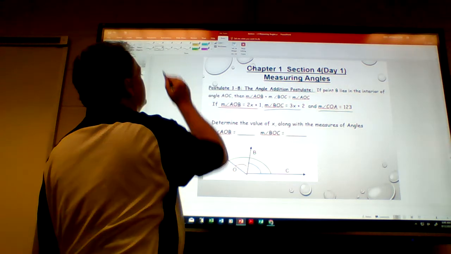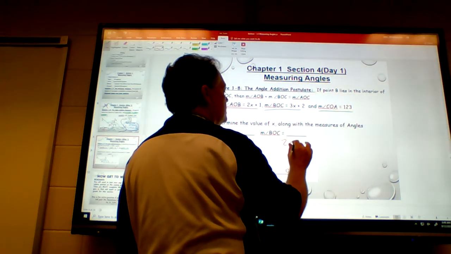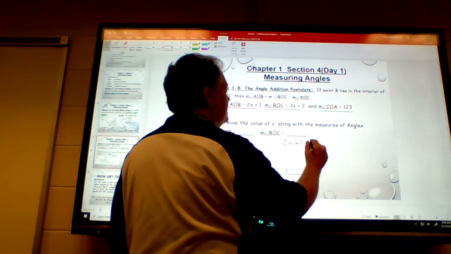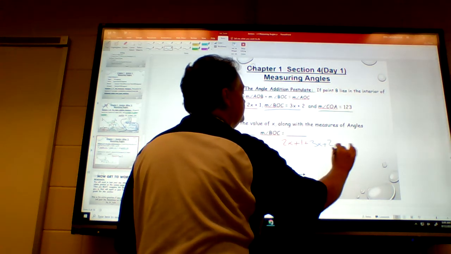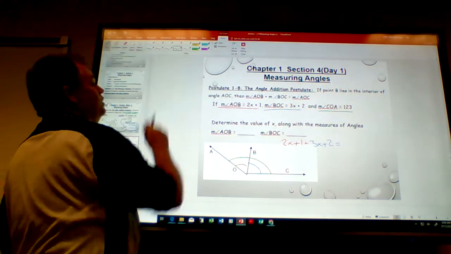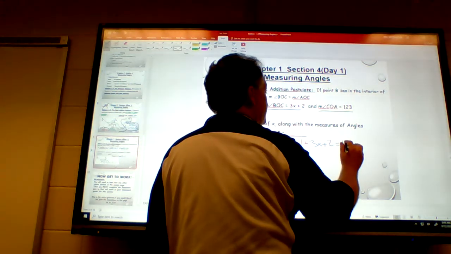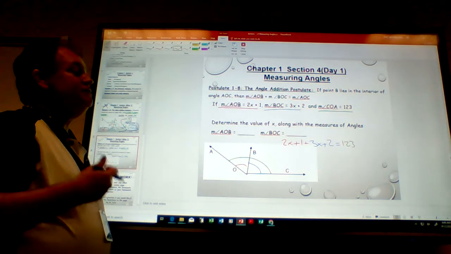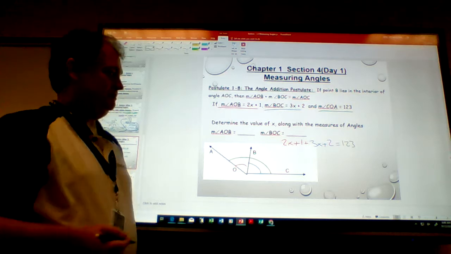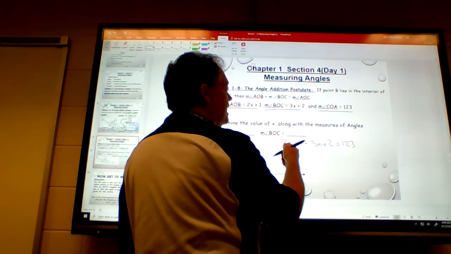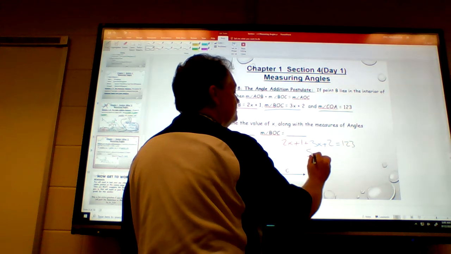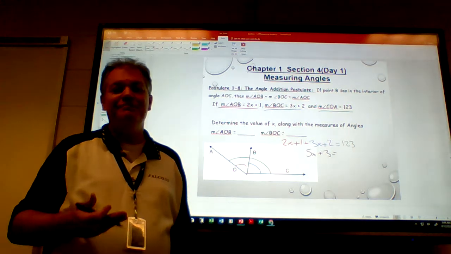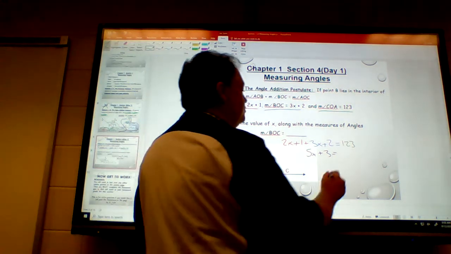So let's plug in our components. I have 2x plus 1, that's my red angle, plus BOC, that's 3x plus 2, that's my blue angle. And then COA, that's the whole thing. It's green, and it's 123. Once I do that, from this point on, it's all algebra. So here, I take 2x plus 3x, that gives me 5x. 1 plus 2 is 3. I know, that's basic addition, but still, I have to say that. Equals 123.